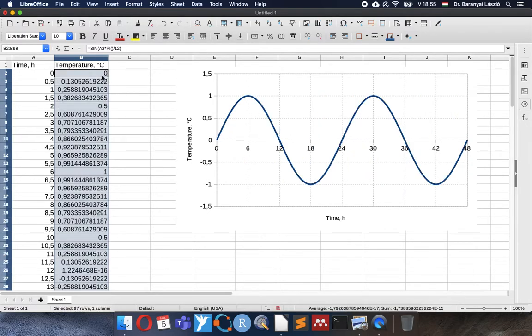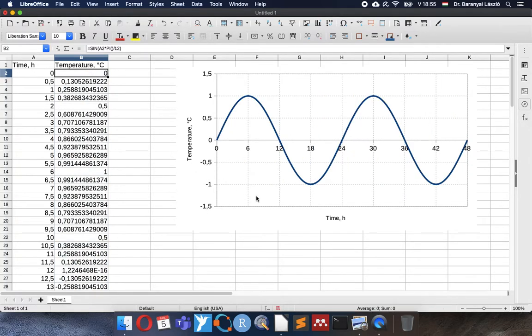And now indeed it is successful. Within 24 hours we have one single sine wave, and in 48 hours 2 sine waves. So this is repeating nicely day by day. The problem is that it is still in the range of plus minus 1.